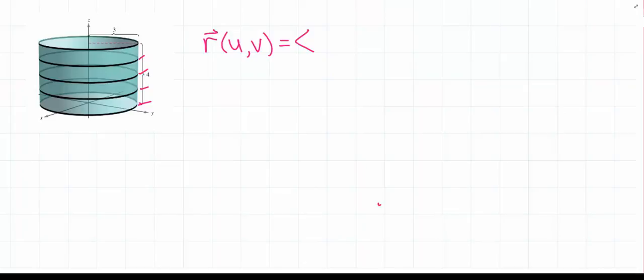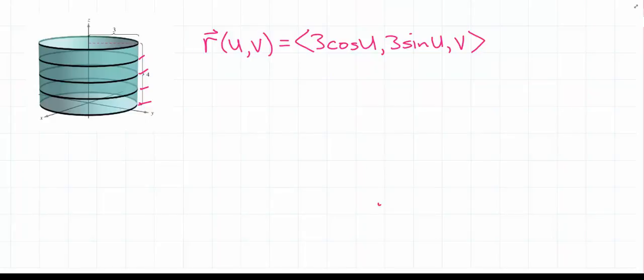Each one of those circles has a radius of 3. So let's do this. Let's do 3 cosine u, 3 sine u. And that will give us a circle. Now let's vary the height. So let's put a parameter here that's v.